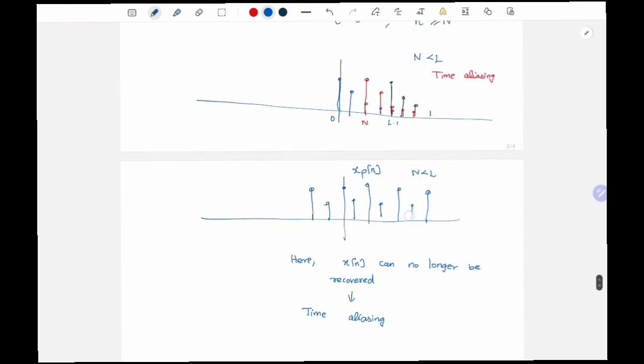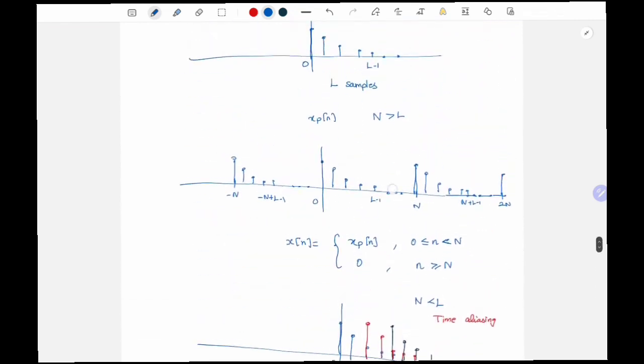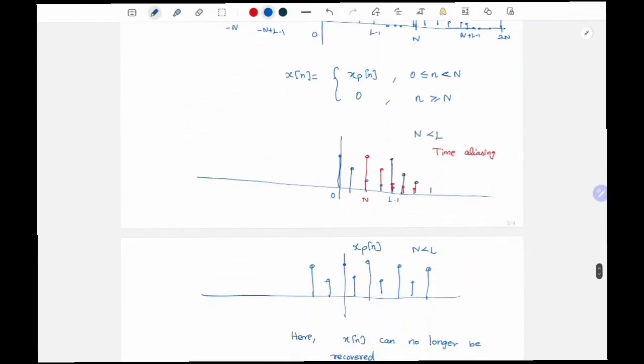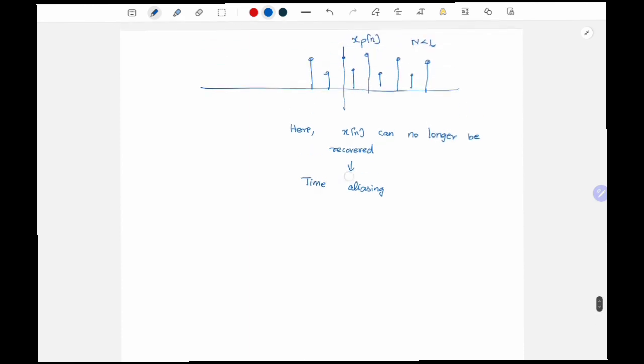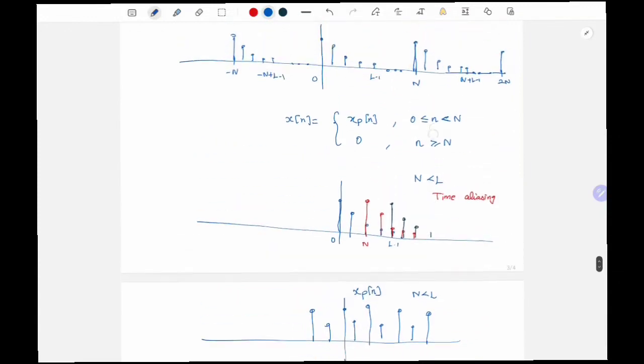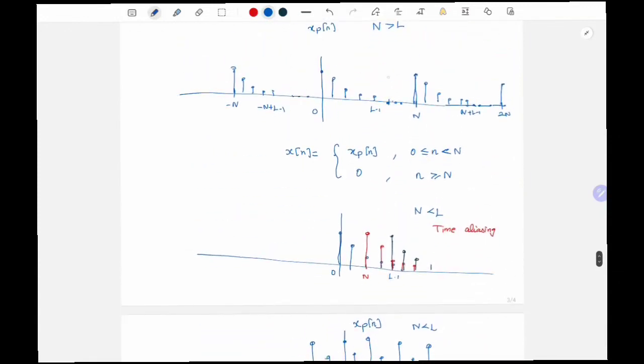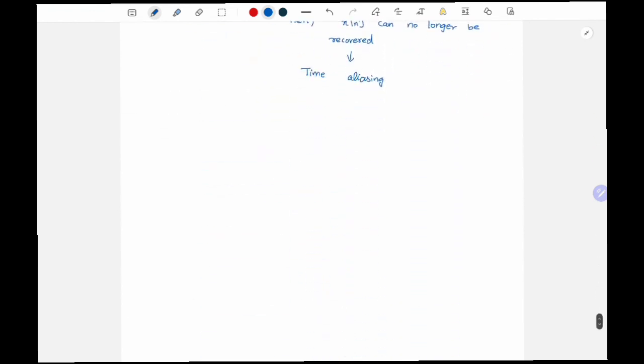So to recover x of n from X of e power j 2 pi k by N, what is the condition? My N should be greater than or equal to L. Even if it is equal, these zeros will not come, but it will directly start here, which is again okay for me because this condition is still satisfied. Okay, so I'll put it in words.